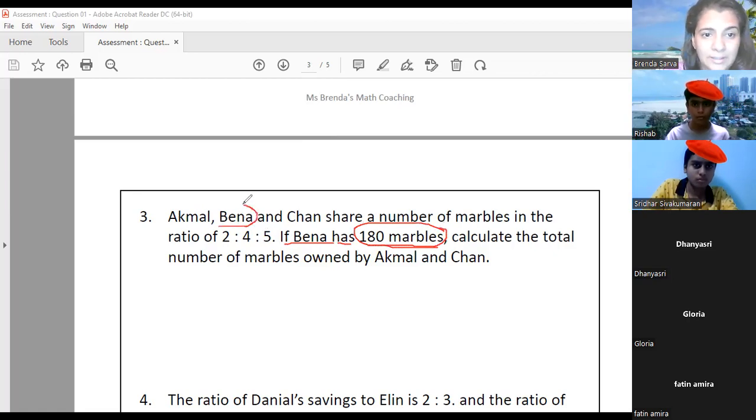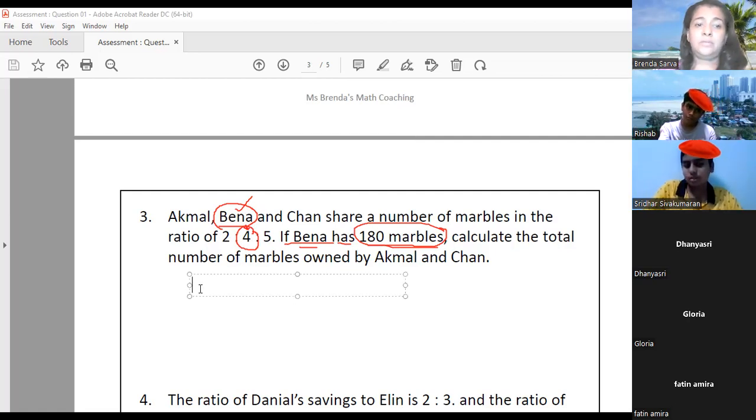Now, question says, if Bena has 180 marbles, this is your information. Where is Bena? Bena is this one, the second person. So how many parts is Bena? Bena is 4 parts. Do you understand? Are you following me? Yes. Okay. You must analyze Bena, find Bena. Bena is the second person. So 2 to 4 to 5, Akmal to Bena to Chan. Bena has 4 parts. And Bena's 4 parts is equivalent to 180 marbles.